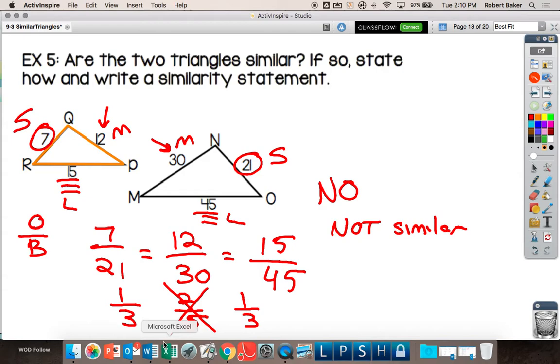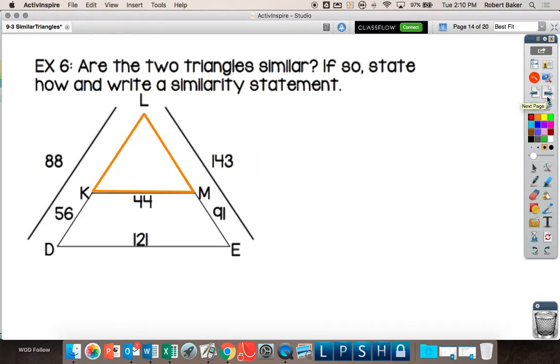All right, last one. Who's excited? Just me? Okay. Are there any angles in here anywhere? No. So we're probably going to have to use the side, side, side shortcut. Wait, what about L? Oh. Anybody else see that? So angle L is a shared angle.